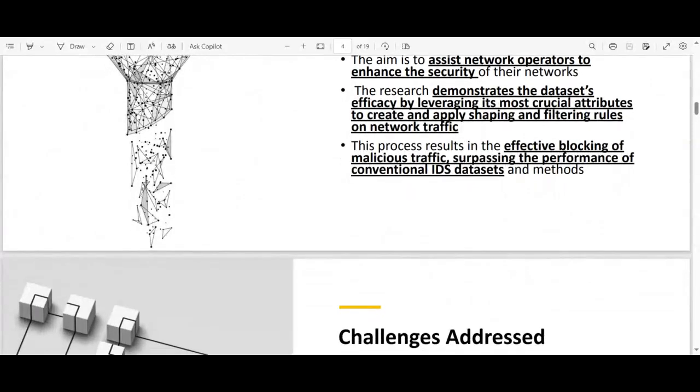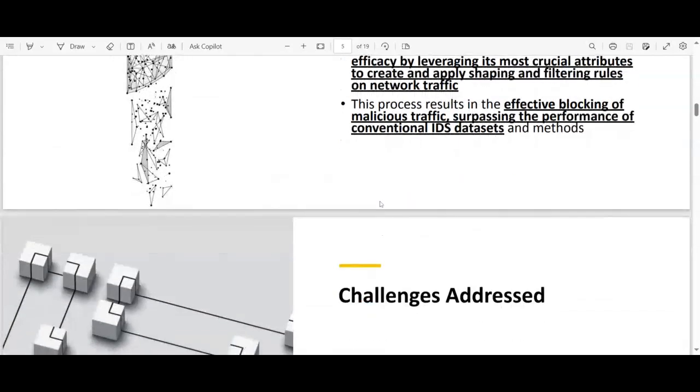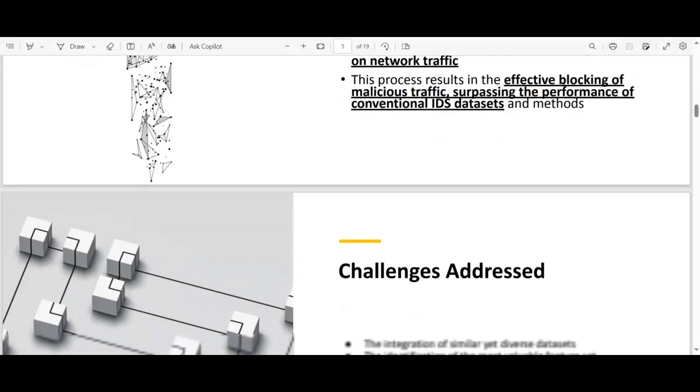So the research demonstrates the dataset efficacy in using its most critical attributes to create and apply shaping and filtering rules in real time on the network to block malicious intrusion. So the dataset has been used to block malicious intrusion in real time. So the process resulted in effective blocking of malicious traffic, which actually outperformed existing ideas, datasets, and methods.